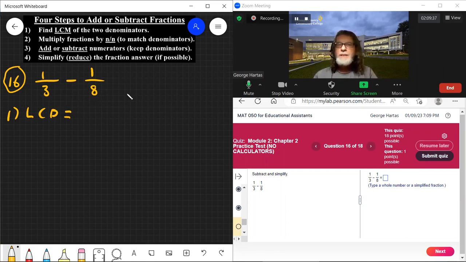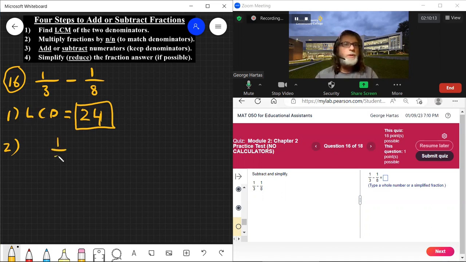Can 3 divide into 16? No. Take the next multiple of the bigger number. 3 times 8 is 24. Can 3 divide into 24? Yes, it can. So the LCD is 24 because 3 and 8 both divide into 24. Now, step 2, we have to change both denominators, so we have to leave space up front for both fractions. 1/3 minus 1/8.